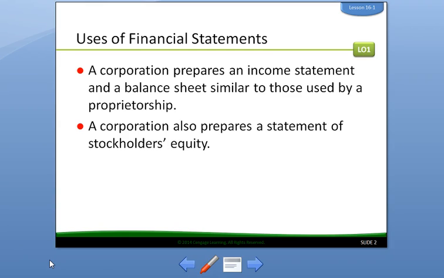The financial statements should provide information about a business's current financial condition, changes from its previously reported financial condition, and the progress of its operation. And then, like we said, the corporation prepares the stockholders' equity, which we're not doing in this section, but that's the difference between a proprietorship and a corporation.